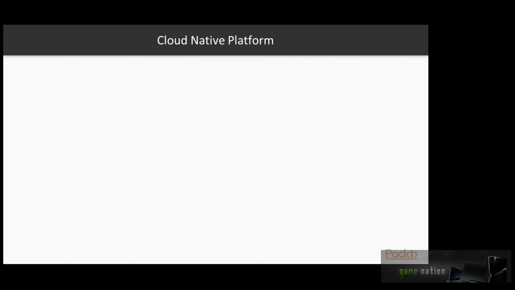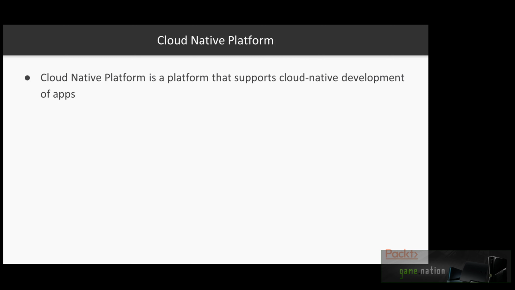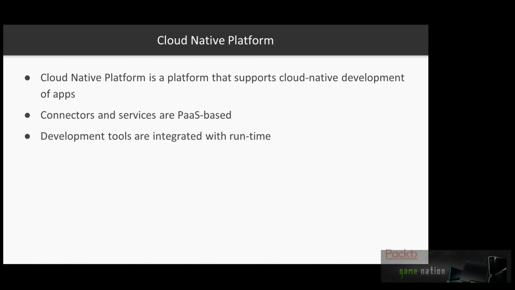So, before we get into the environment setup for our course, let's get a quick overview of what a cloud-native platform or a cloud-native architecture means. A cloud-native platform basically is a platform that supports cloud-native development of applications. Cloud-native development means developing applications that can utilize the full potential of the cloud, such as developing our applications following the microservices architecture or service-oriented architectures. The connectivity between the applications is via connectors or services that are deployed as a PaaS-based service.